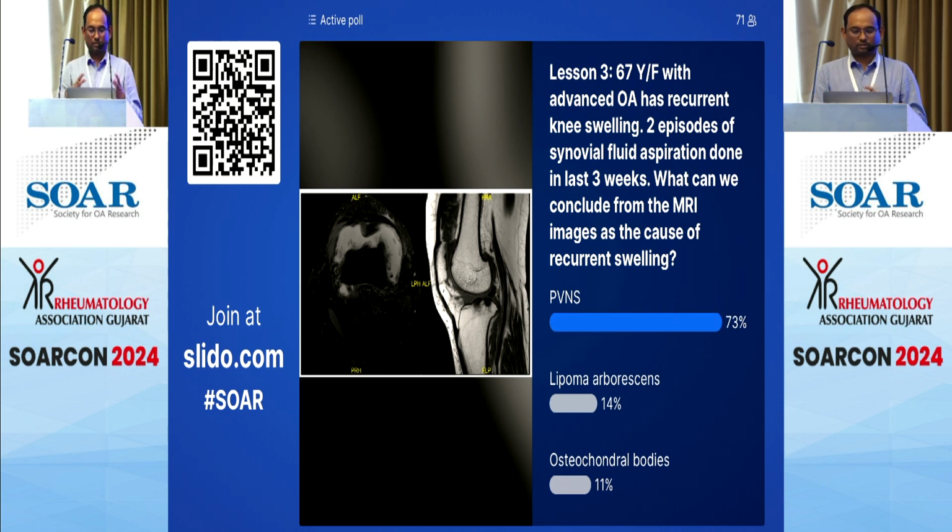So many times when we get patients with a swollen knee, there are a few differentials which we can think of. One of them is lipoma arborescens. And imaging definitely helps over the clinical assessment.